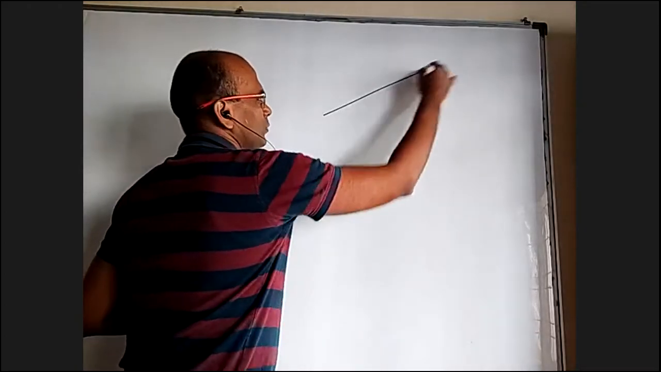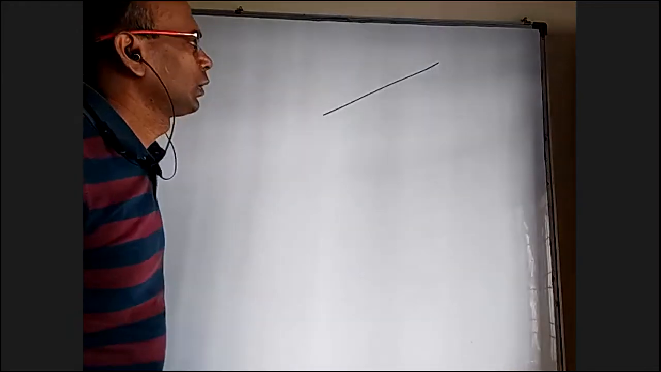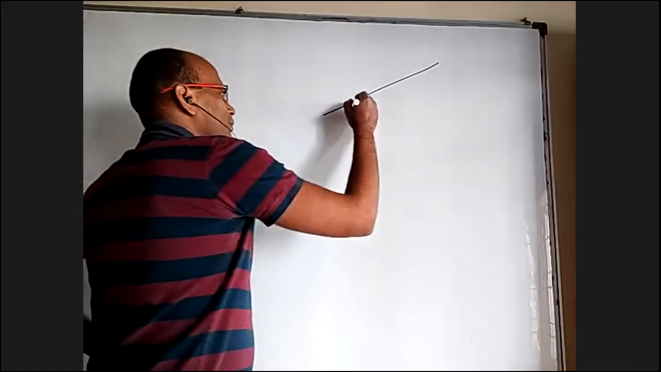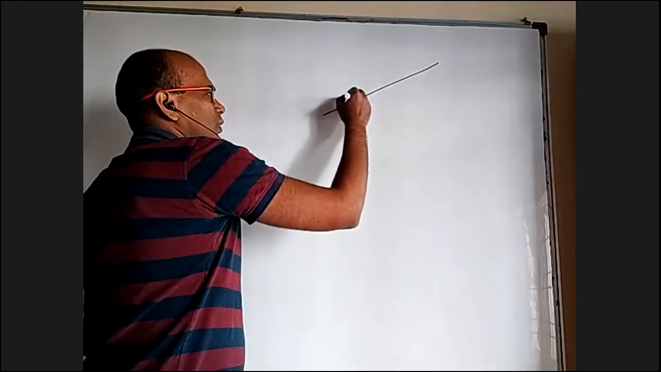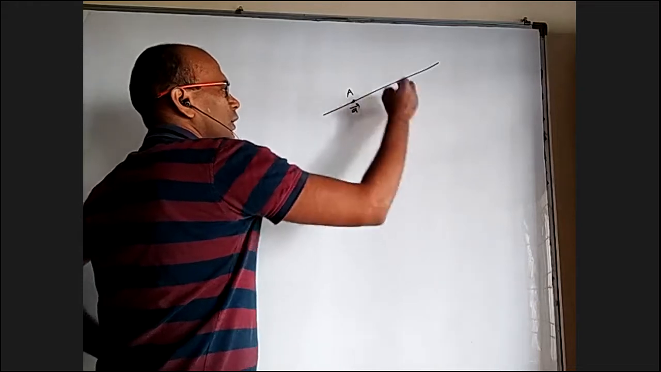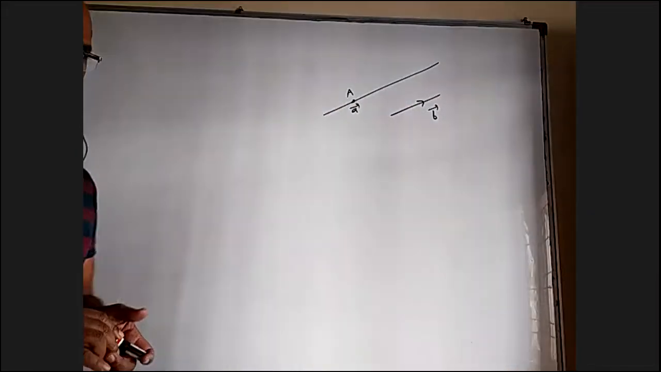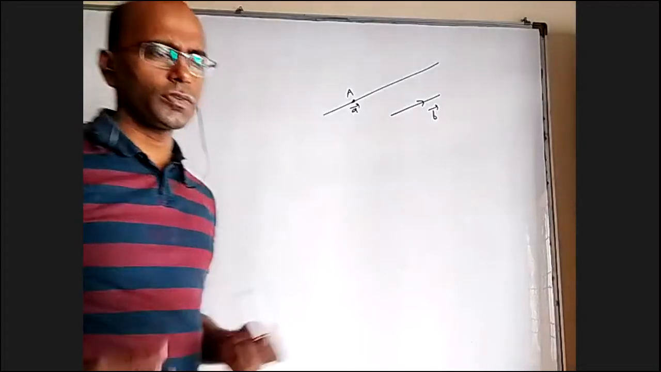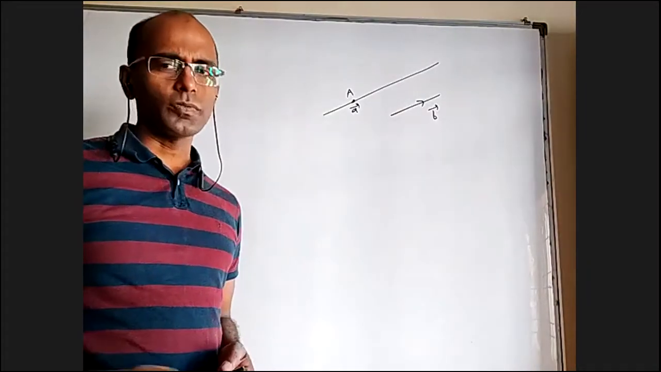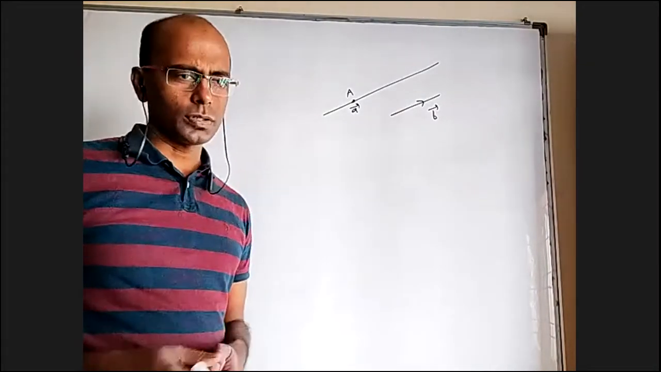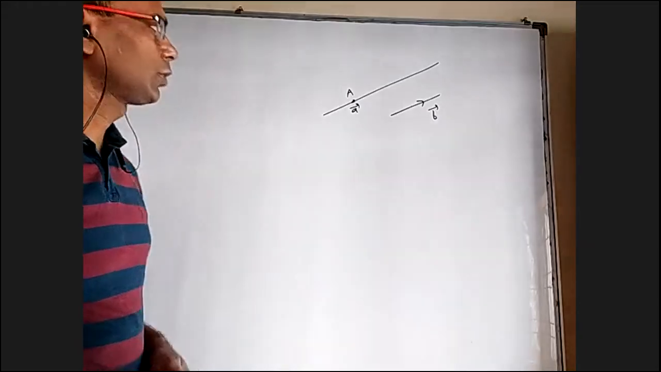If there is a line, and you know two things: one point on the line, the position vector of this point is a bar, and it is parallel to vector b bar. Like in 2D geometry, if you want an equation of a line, you should know one point on the line and the slope of the line, or you should know 2 points on the line. Same thing in vectors.